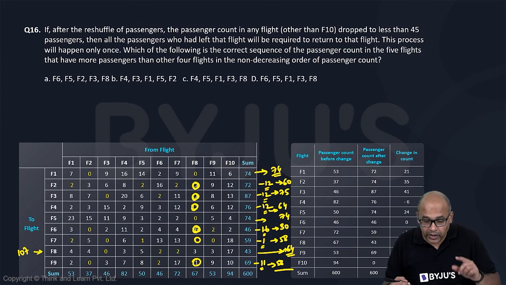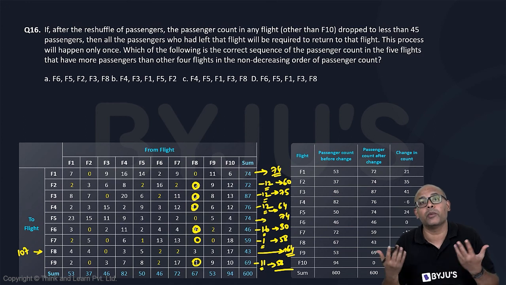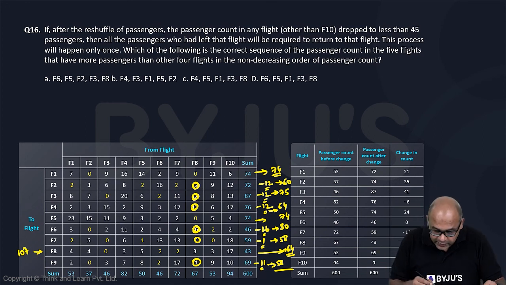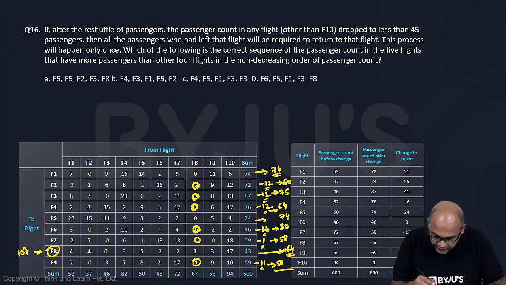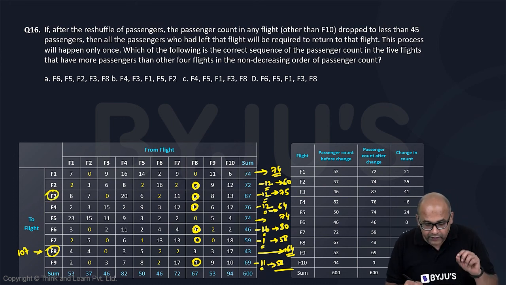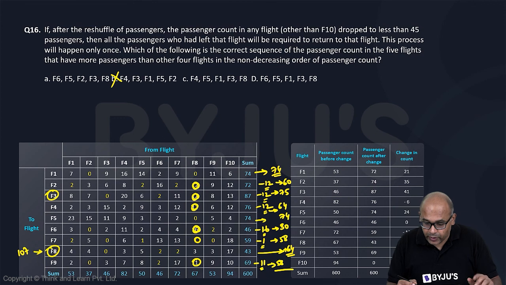Correct. Now the question is, which of the following is the correct sequence of the passenger count in the 5 flights that have more passengers than the other 4 flights? So they're asking us what are the top 5 flights. F8 is the highest, 107. The next highest would be 75, which is F3. So your answer should have F8 and F3 in it. So B is already ruled out. The other 3 options have both.